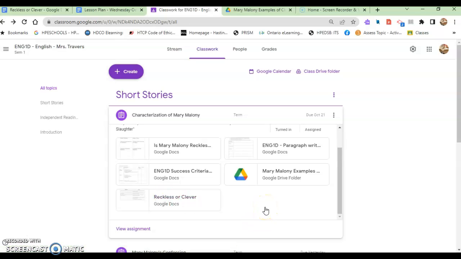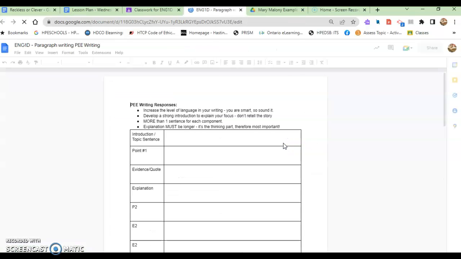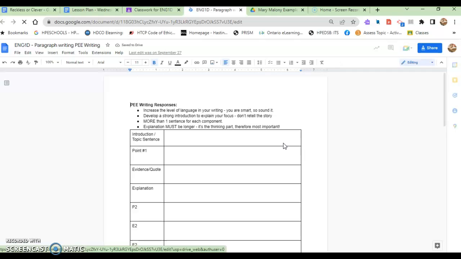What I want you to work on today is planning and outlining what are the points that you're going to be making to identify whether or not Mary Malony is reckless or clever. Your topic sentence should indicate either one of those words. It should be very clear and direct that Mary Malony was blank in the murder and cover-up of her husband. Something along those lines should be very clear and direct.